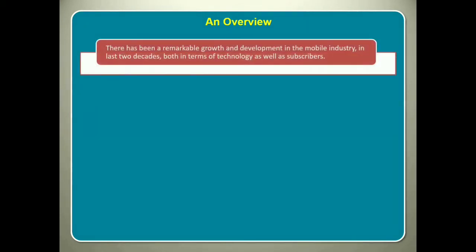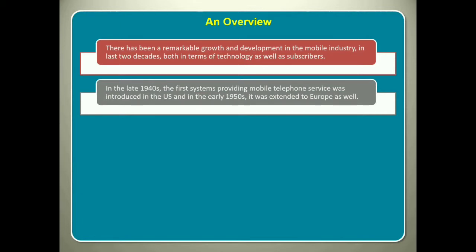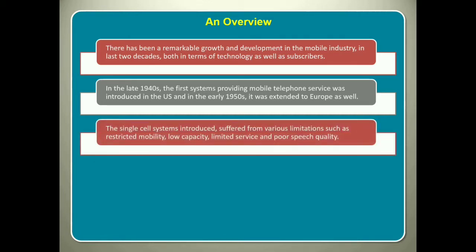There has been a remarkable growth and development in the mobile industry in the last 2 decades, both in terms of technology as well as subscribers. In the late 1940s, the first system providing mobile telephone service was introduced in the US, and in the early 1950s, it was extended to Europe as well. The single-cell systems introduced suffered from various limitations, such as restricted mobility, low capacity, limited service, and poor speech quality.